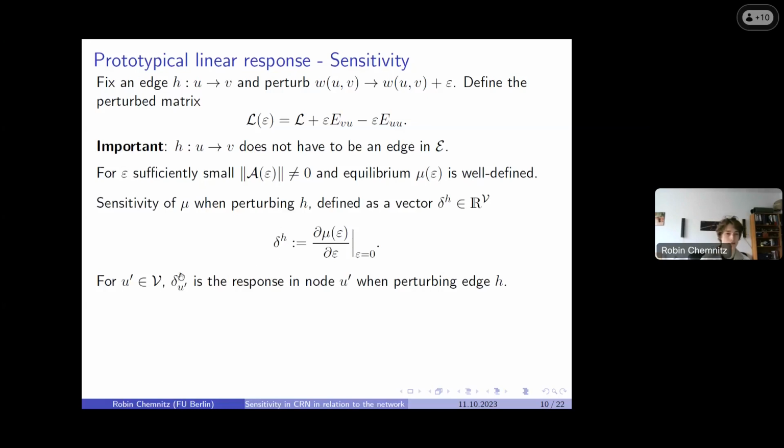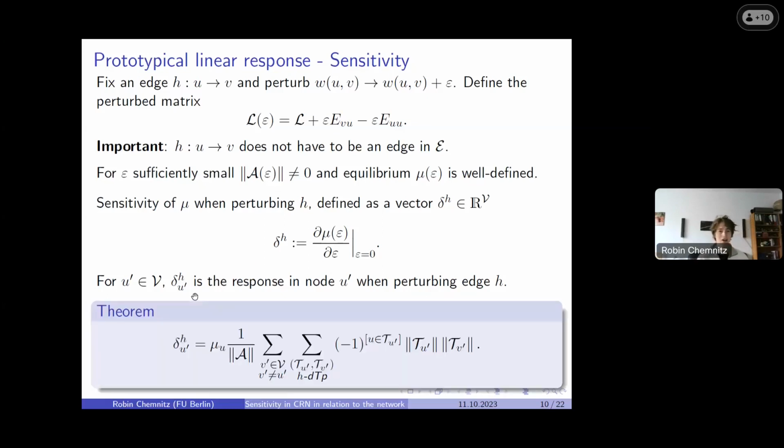And for any target node U prime, this delta H U prime is exactly the response in one node U prime when perturbing the edge H. So delta H is the vector, and delta H U prime will be the entries of this. And now we finally have our first theorem, our first equation. And it's going to look very big and daunting, but let me walk you through it a little bit.